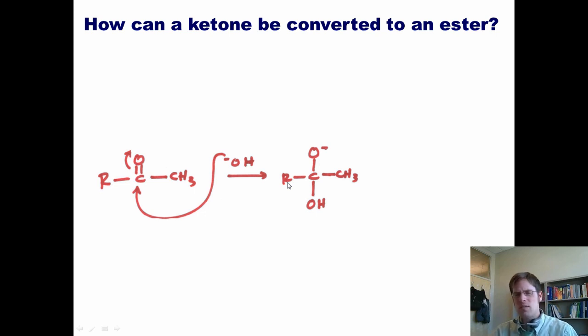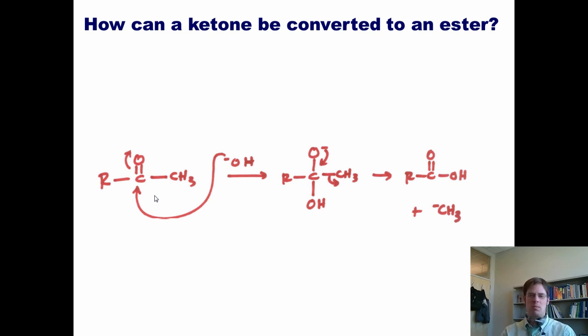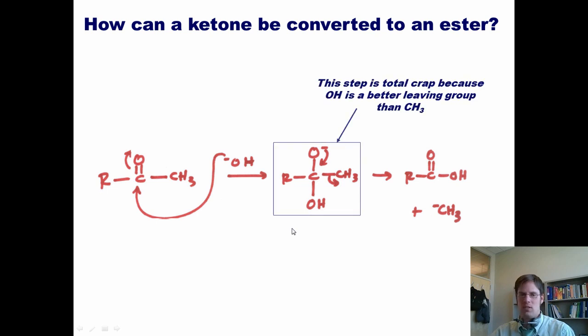And couldn't that negative charge on the oxygen come down and kick off my CH3 to give me this? Couldn't I run this reaction? I hope you guys are noticing some problems with this. This reaction absolutely would not work, and the reason is because of this stage right here. This minus charge comes down, it is not going to kick off a CH3 minus. It's going to kick off an OH minus. Why? Because OH minus is a much better leaving group than a CH3 minus. Thus, I've written that this step is total crap.